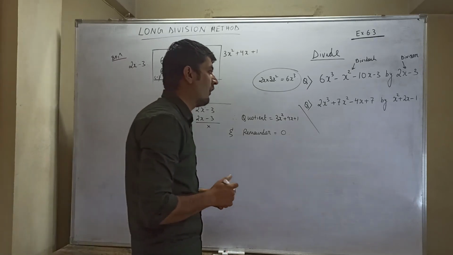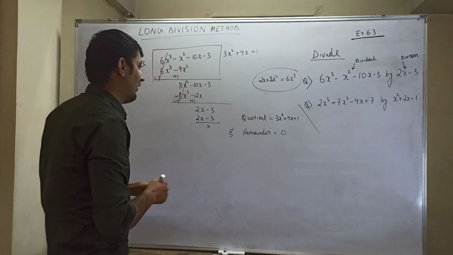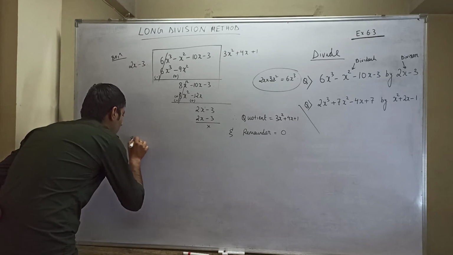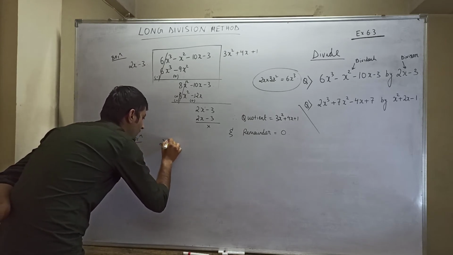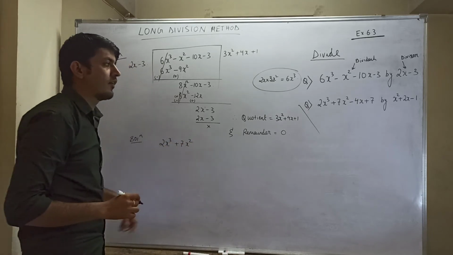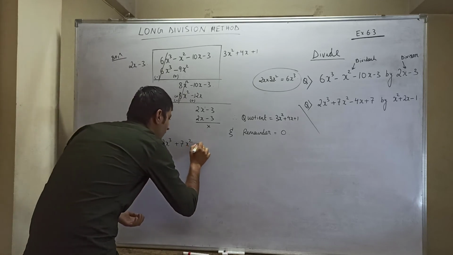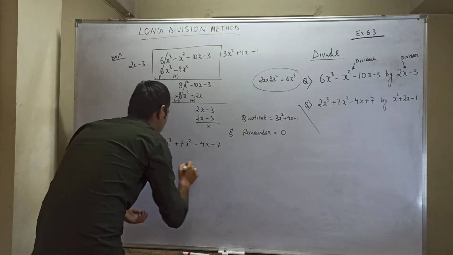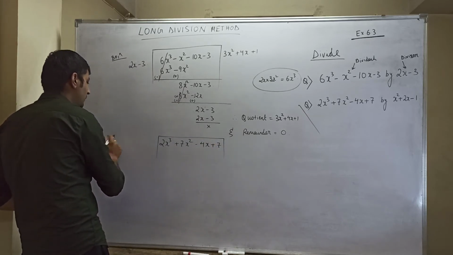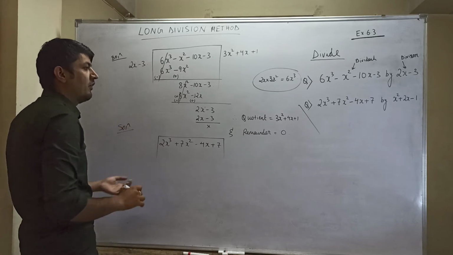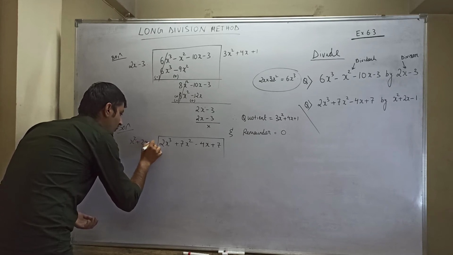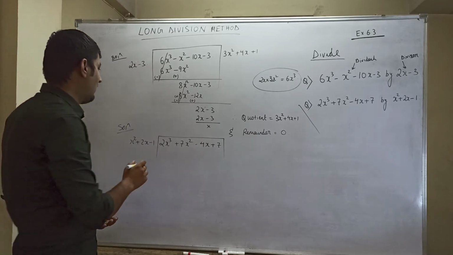Okay. Now let us see one more problem from your textbook. So let us try the second one. The second problem they have given is 2x cubed plus 7x squared minus 4x plus 7. You have to divide this expression by x squared plus 2x minus 1. So let us see how to do it.